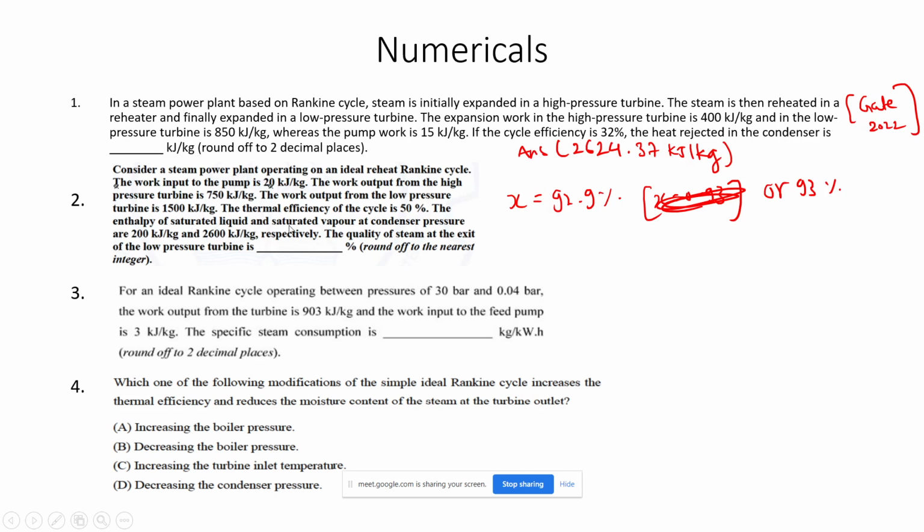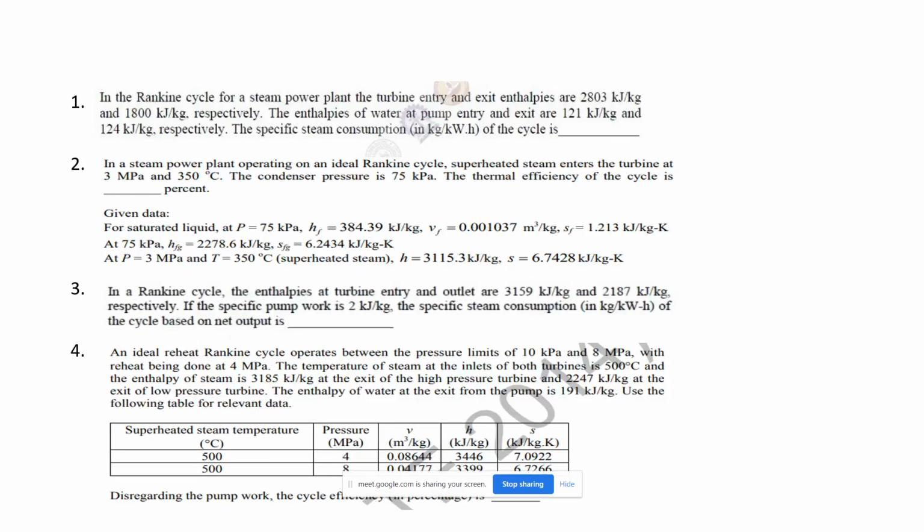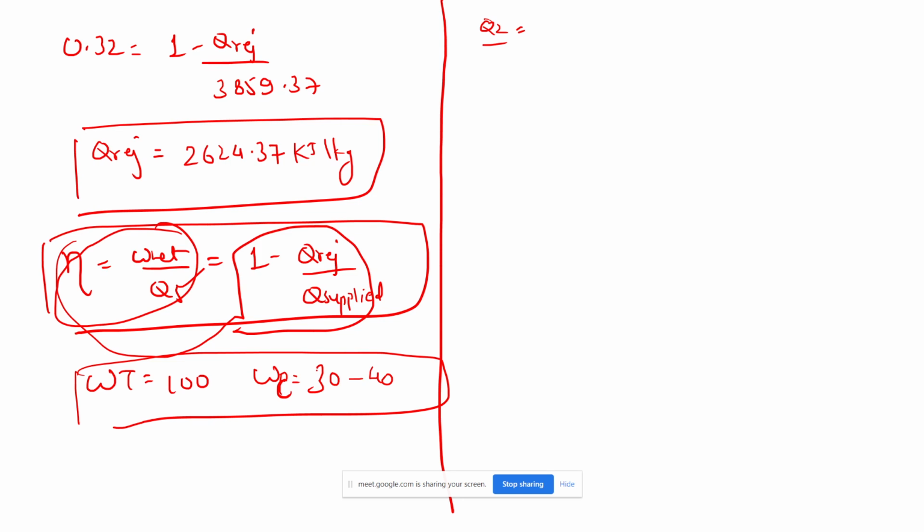The enthalpy of saturated liquid and saturated vapor at condenser pressure are 200 and 2600. Okay, quality of the steam at the exit of the turbine. So what they have given, it is a reheat Rankine cycle.